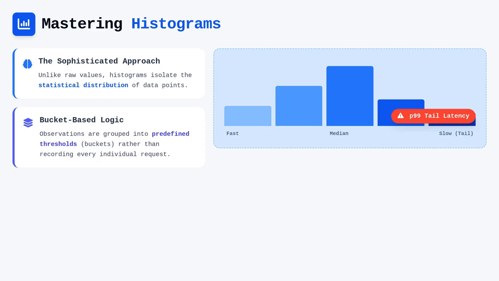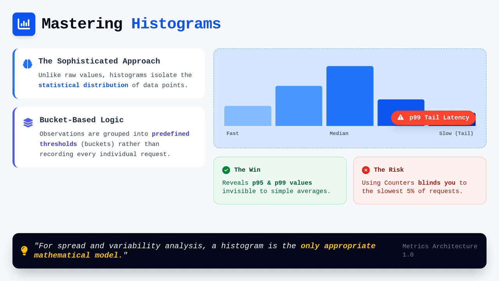Understanding how to map your application requirements to these types is critical. For example, if you need to understand the spread and variability of your response times to detect tail latency issues, a histogram is the only appropriate mathematical model. Conversely, if you force your distribution data into a counter, you lose the ability to perform percentile analysis, effectively blinding yourself to the behavior of the slowest 5% of your user requests.